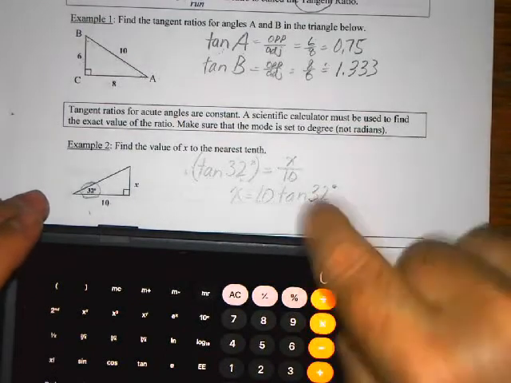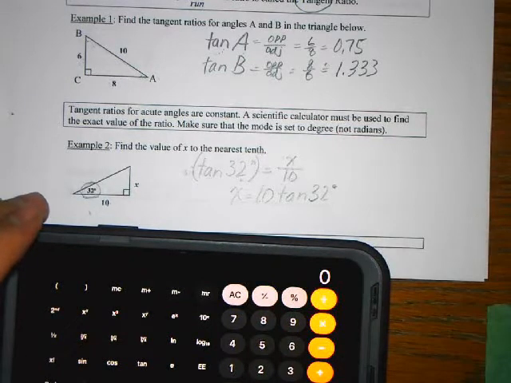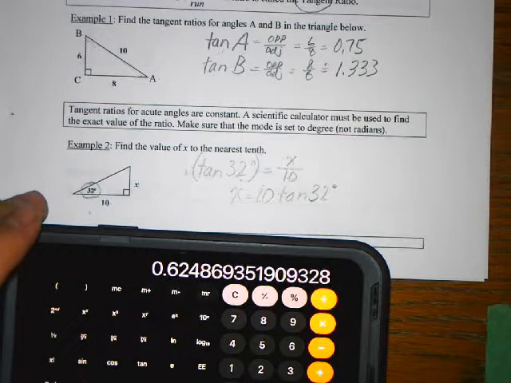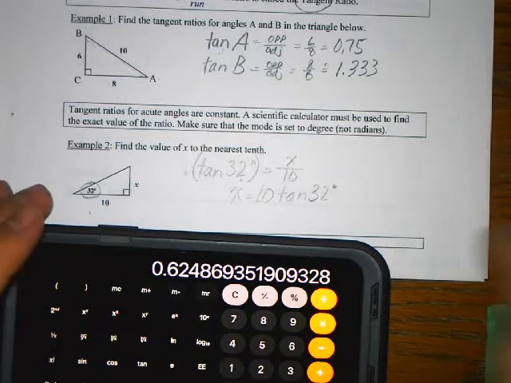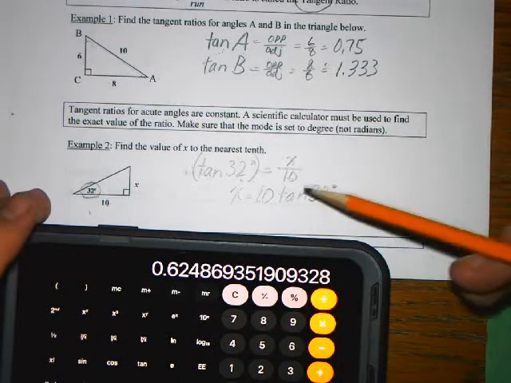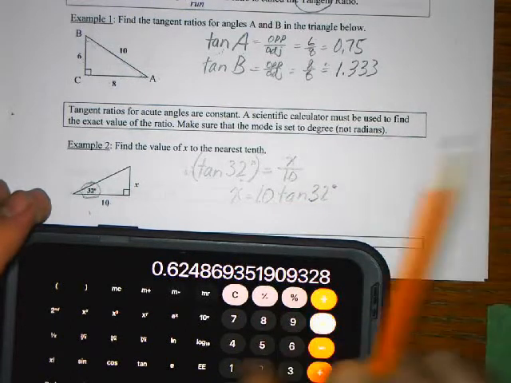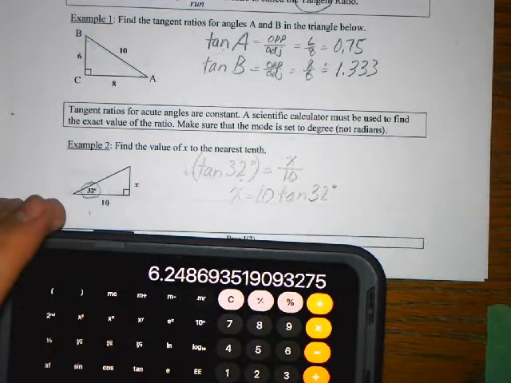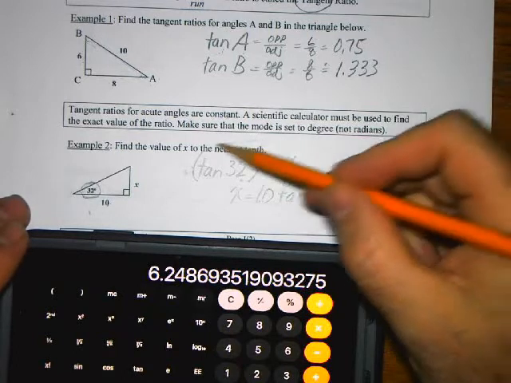If I want to find out what tan 32 is, for me, I press 32, so I put the degree and then the tan button, and then I get this long decimal. We're not going to round and then continue on. So that's what tan 32 is, and now we multiply that by 10. So times 10 equals, and that's 6.24.